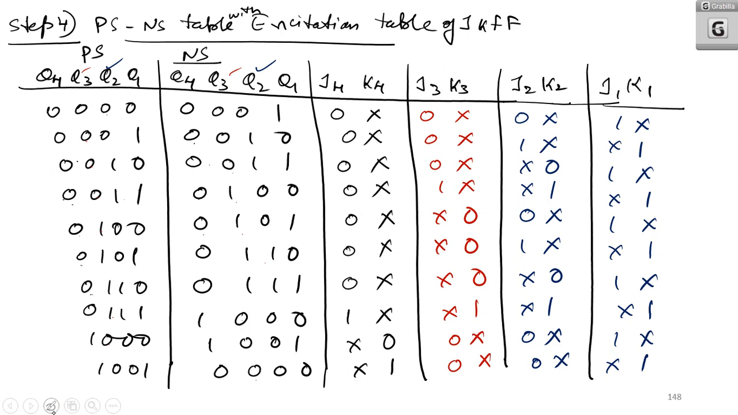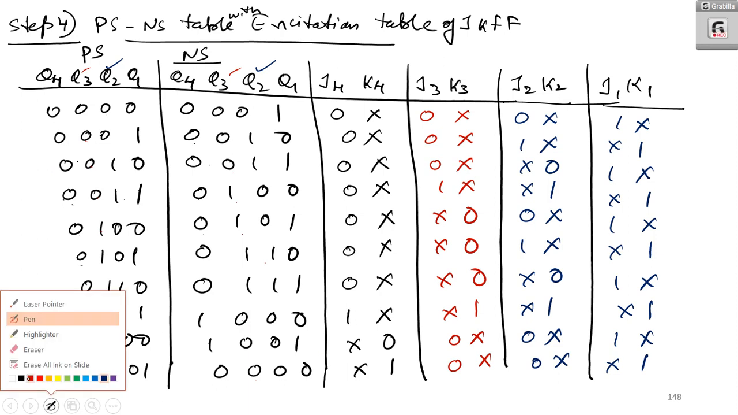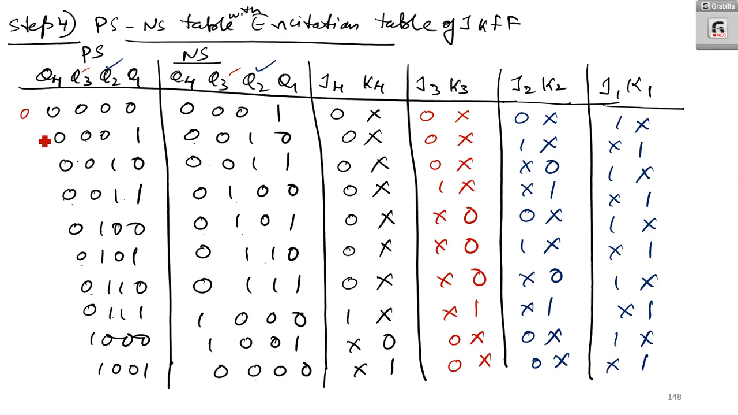So if you are writing the decimal equivalents of present state, it is 0, 1, 2, 3, 4, 5, 6, 7, 8 and 9. Now here the invalid states are 10, 11, 12, 13, 14 and 15, because using 4 bits you can go up to 15. So these are invalid states. Whatever J and K comes during these invalid states, we are taking it as don't care.